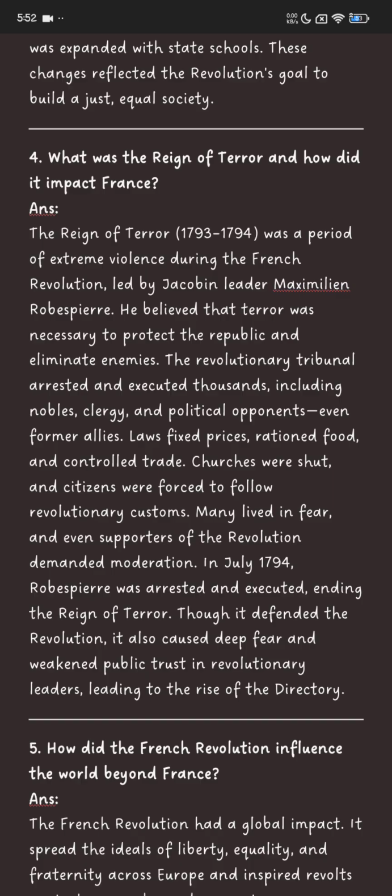Laws fixed prices, rationed food, and controlled trade. Churches were shut, and citizens were forced to follow revolutionary customs. Many lived in fear, and even supporters of the revolution demanded moderation. In July 1794, Robespierre was arrested and executed, ending the Reign of Terror.